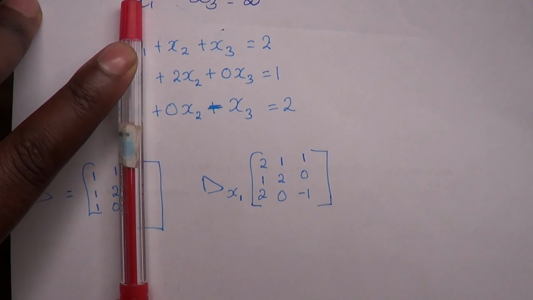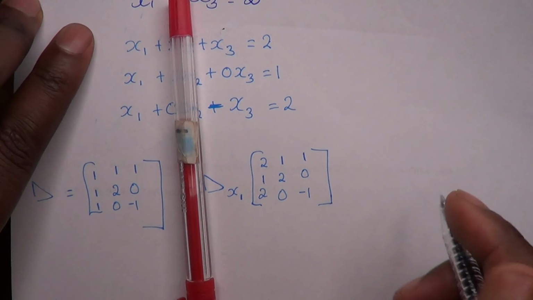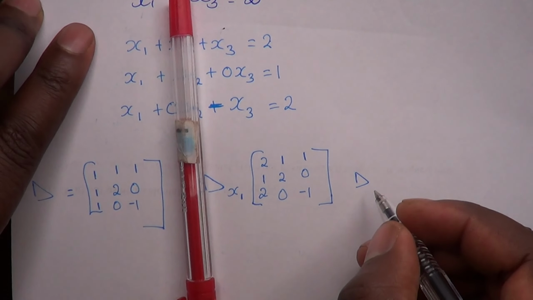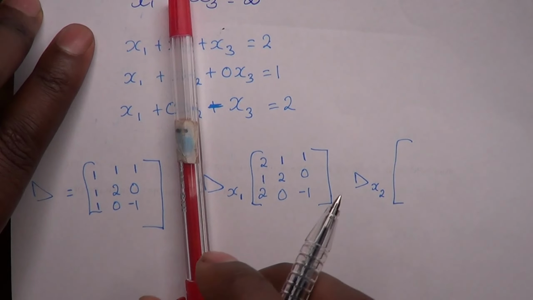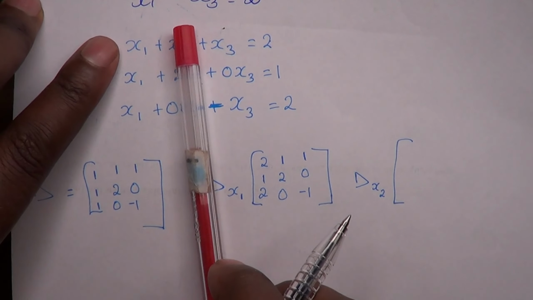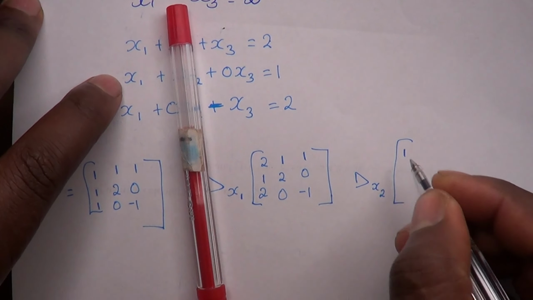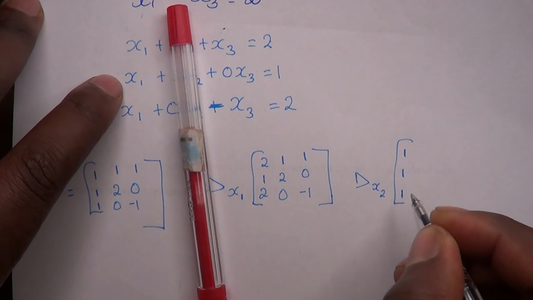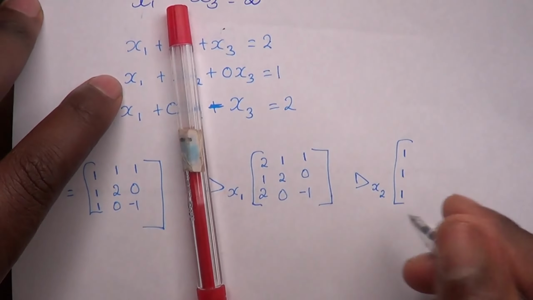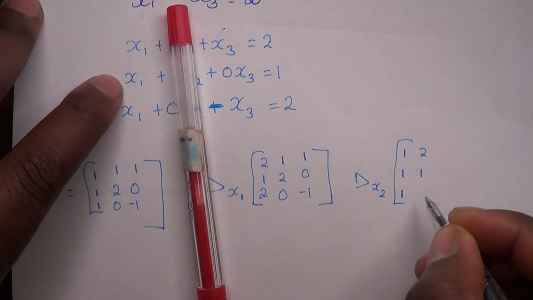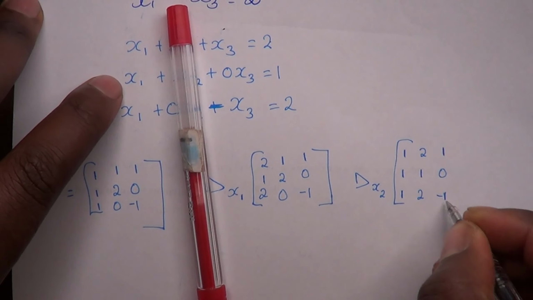So I need to move to the second one, x2. Now that's Dx2. Here I have covered the x2 column. So I start with the x1 column, that's 1 1 1. Because I have covered x2, I replace it with this one here, that is 2 1 2, then the x3 column is 1 0 negative 1.